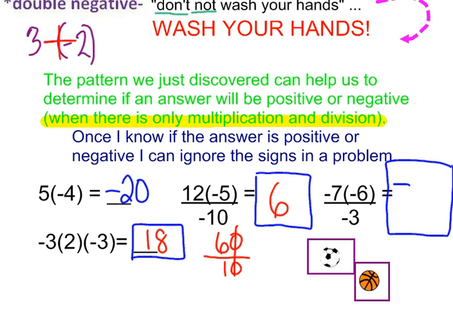And the final question on this page here, I already know that it's negative. 7 times 6 is 42 over 3. 3 goes into 4 once. With 1 left over, 3 goes into 12 4 times. My answer is negative 14.